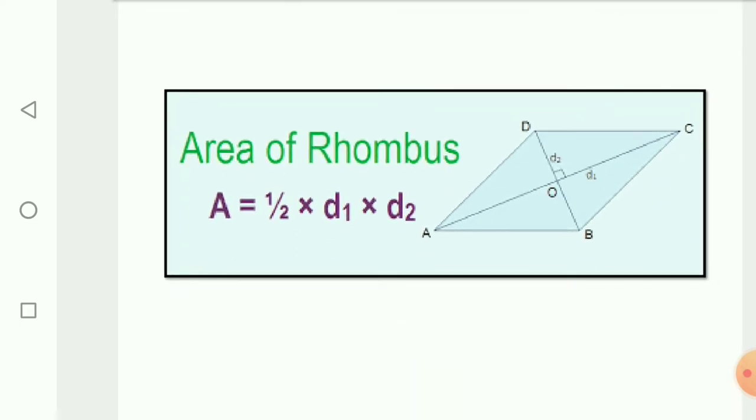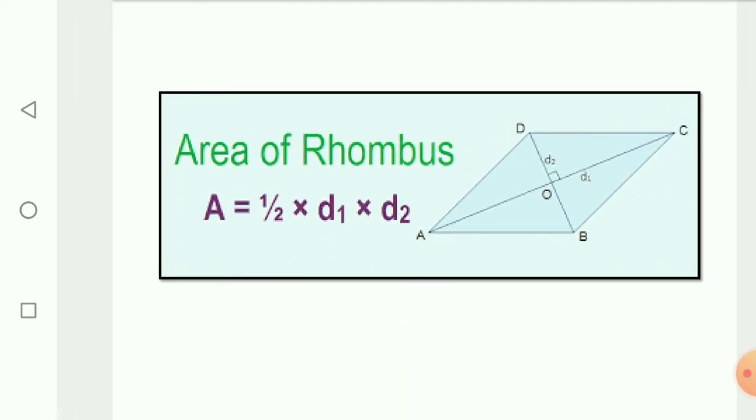Area of rhombus. Now students, in your textbook, the words are different. Area of rhombus is equal to half into product of length of diagonals. That means the same as shown here: half into D1 into D2. D1 means diagonal 1, D2 means diagonal 2. Both the diagonals' measurements you are going to multiply and then divide by 2. You will get area of rhombus. So far we have discussed area of parallelogram, base into height, and area of rhombus as half into diagonal 1 into diagonal 2.